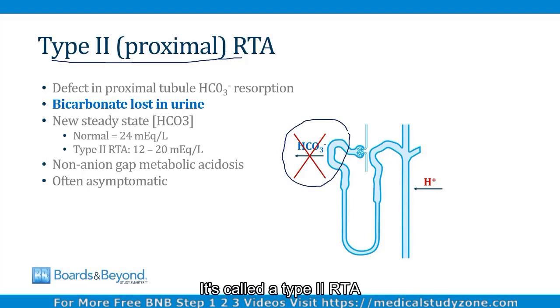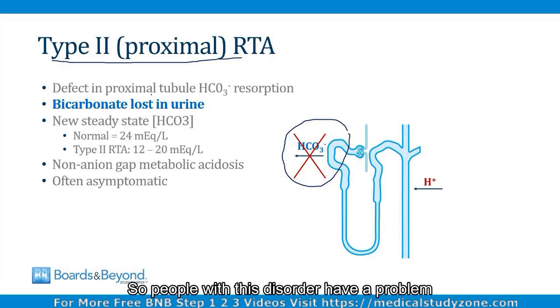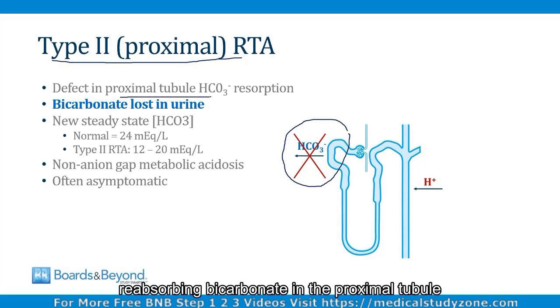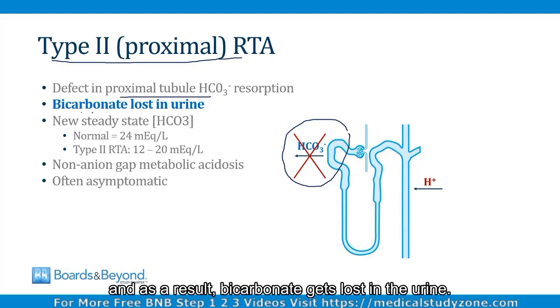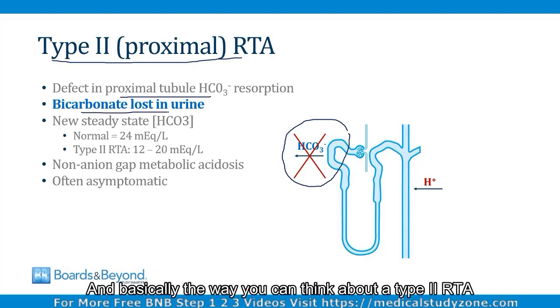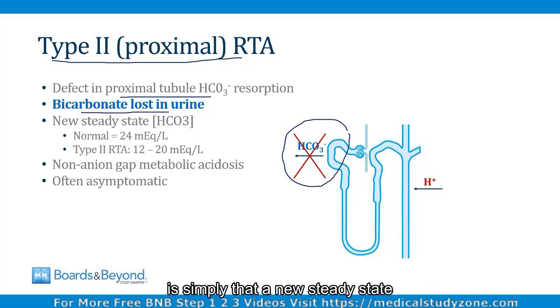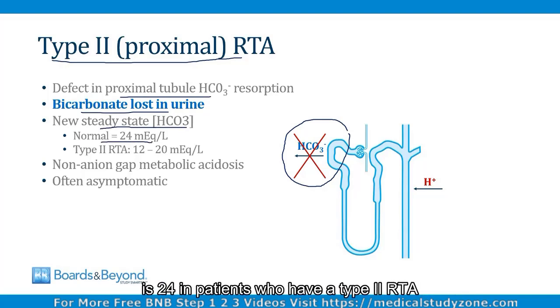It's called a type 2 RTA because it was the second RTA discovered. So people with this disorder have a problem reabsorbing bicarbonate in the proximal tubule, and as a result bicarbonate gets lost in the urine. And basically the way you can think about a type 2 RTA is simply that a new steady state gets established for serum bicarbonate. So you may know that a normal serum bicarbonate is 24. In patients who have a type 2 RTA, the serum bicarbonate is reduced somewhere in the 12 to 20 range.